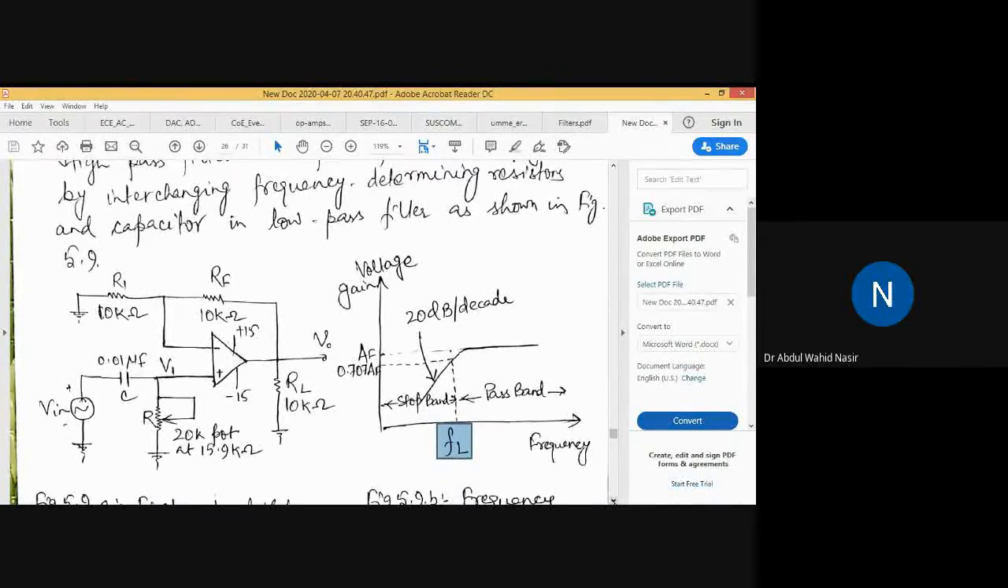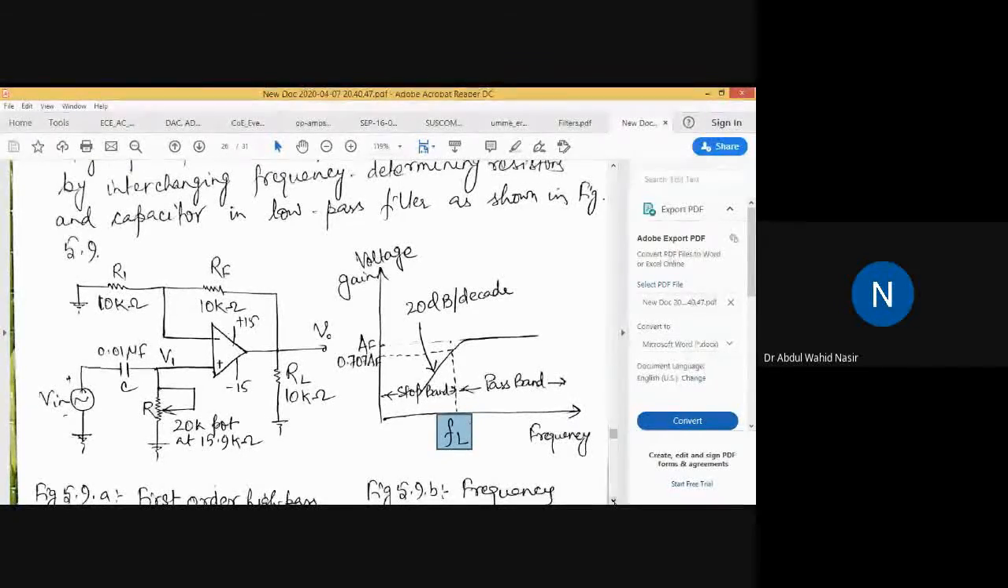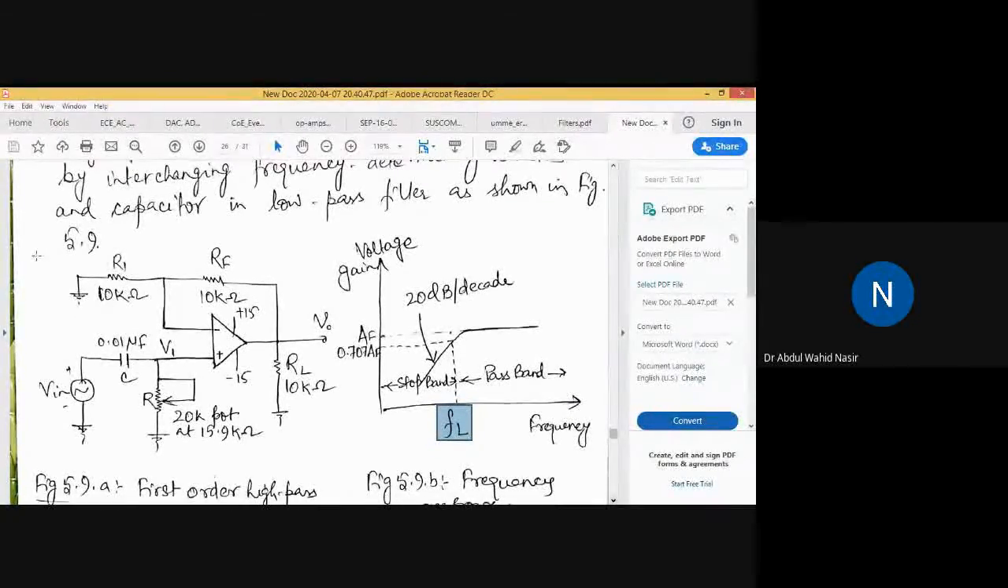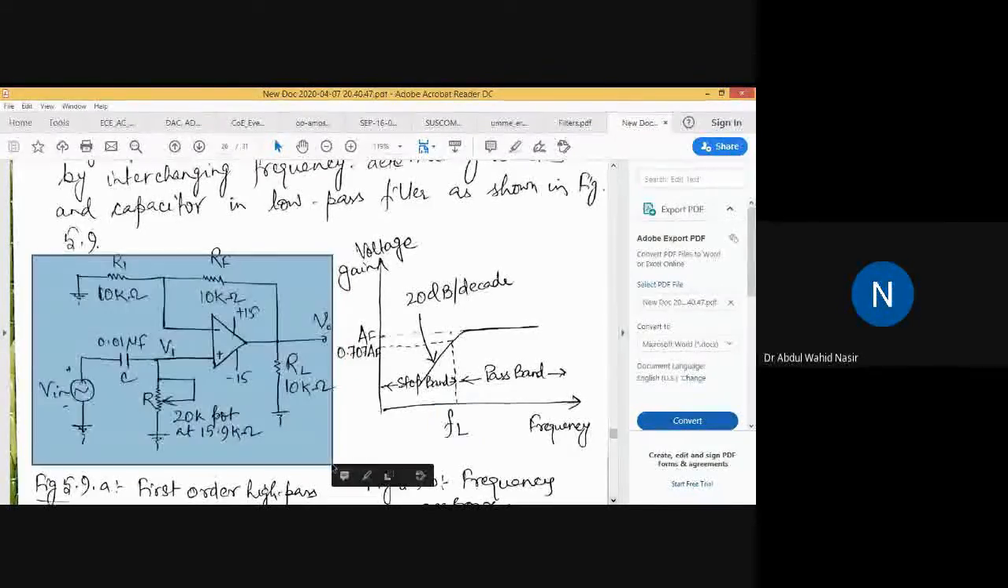See the circuit diagram here. This circuit diagram represents the first order high pass filter. It is exactly the same as the first order low pass filter, only the position of C and R is interchanged. Here we have RF.